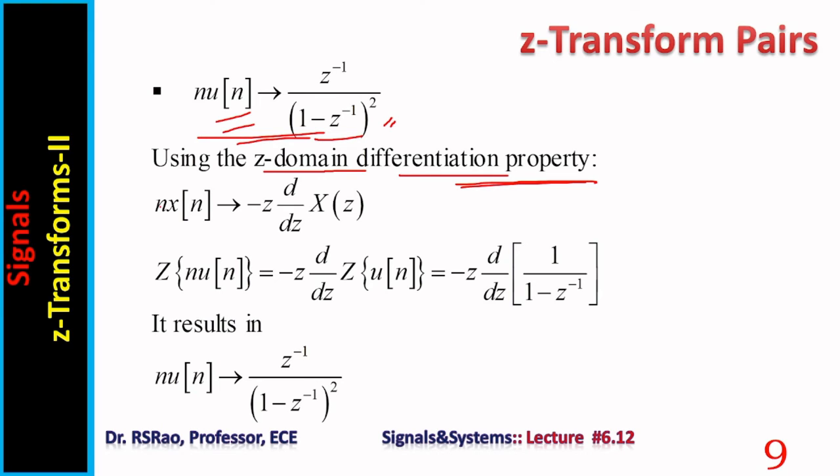transform of n x of n equal to minus z d by dz x of z. This is the differentiation property, z domain differentiation property. If we apply this property to n u of n, its transform becomes equal to minus z d by dz of the z transform of u of n. Of course, it is equal to 1 over 1 minus z power minus 1. Ultimately, we have z transform of n u of n equal to z power minus 1 divided by 1 minus z power minus 1 whole square.